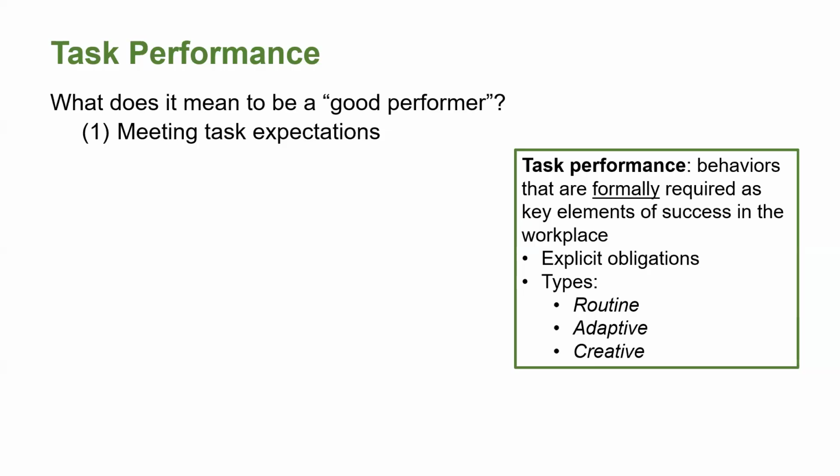Task performance can be routine in that it includes well-known, expected, and habitual activities. Task performance can also be adaptive when it requires adaptability to novel, unusual, or unpredictable organizational conditions. For example, when employees were expected to work full-time from home during the pandemic. And then task performance can also be creative when it requires the development of novel and useful ideas or outcomes.